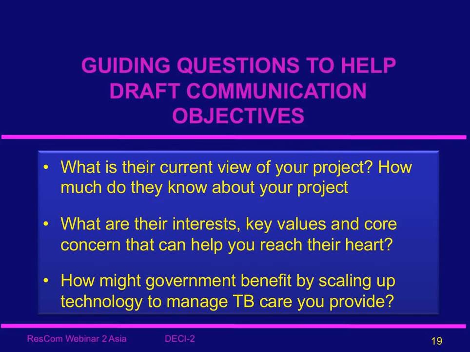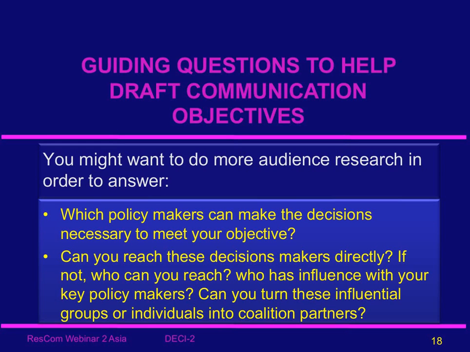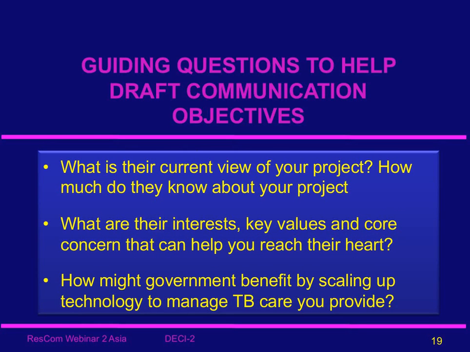What is the government's current view of their project? How much does the government know about their project, the Cambodia project? What are the interests of the government, the key values and core concerns that can help the project reach their heart? How might the government benefit by scaling up the technology to manage TB care that the project provided? So these are the basic questions that the Cambodia project needs to answer to be able to define specific communications objectives and how to reach them effectively.